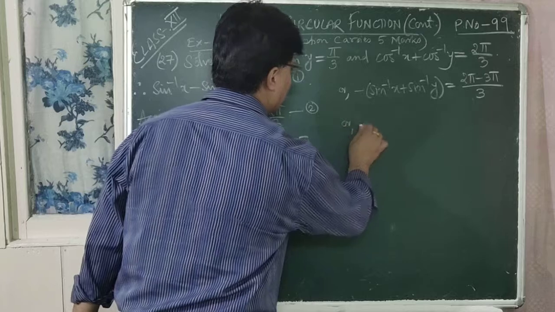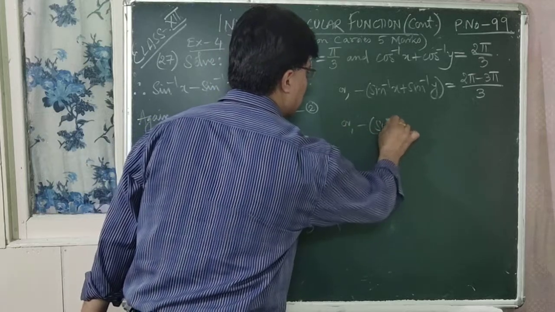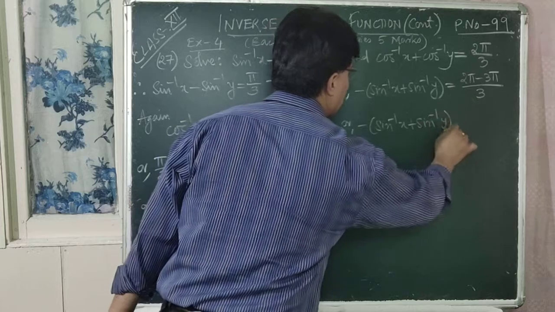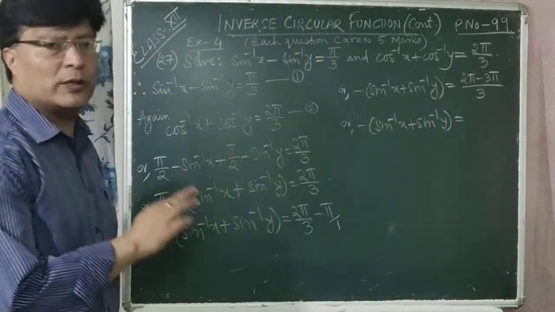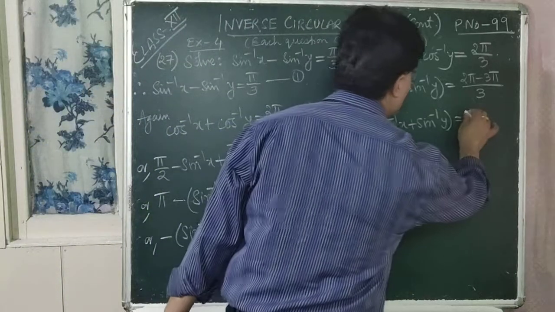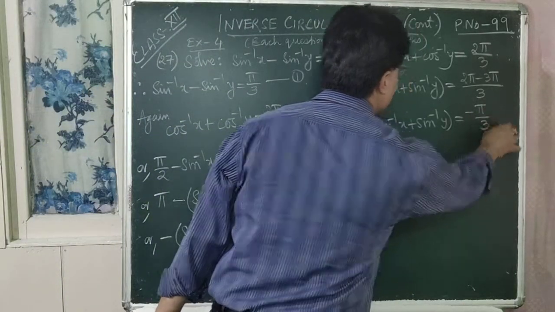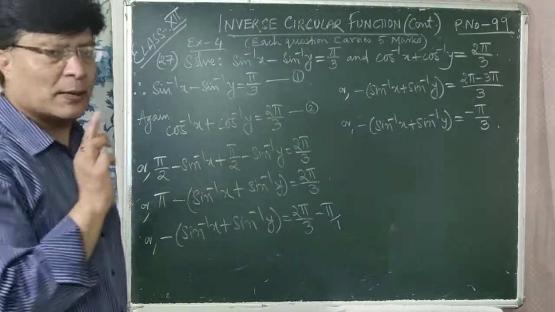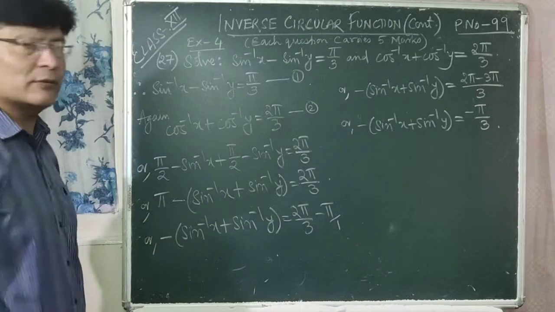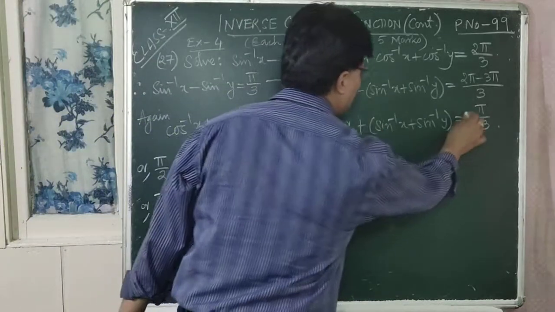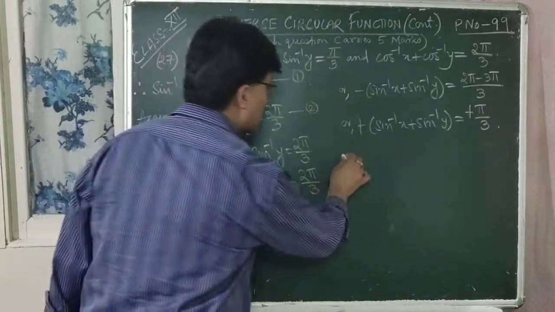So minus within bracket sine inverse x plus sine inverse y is equal to, what is 2 pi minus 3 pi? Different sign, you have to subtract it. So it is minus pi by 3. Is that clear? 2 pi minus 3 pi is pi, but you have to write down the sign of the greater number, that is minus pi by 3. So here pi gets cancelled.